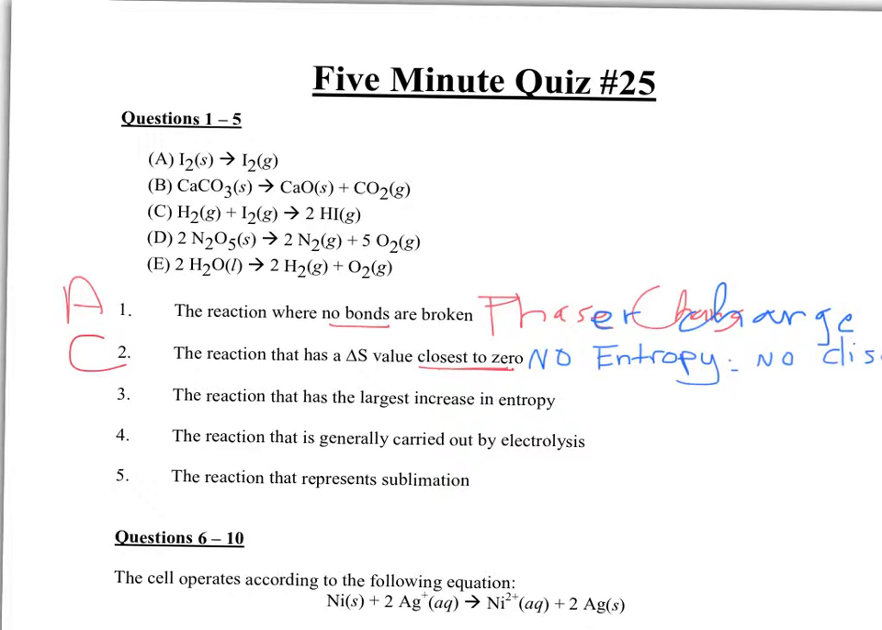Okay. The reaction that has the largest increase in entropy. So what's becoming the most disorganized? That should be really easy. We've got a solid going to 2 moles of a solid going to 7 moles of a gas. That's a whole lot. So that's D. The reaction that is generally carried out by electrolysis.